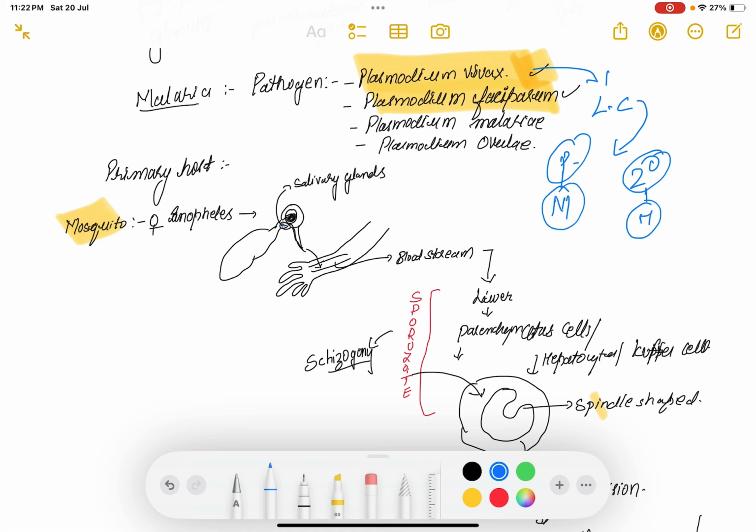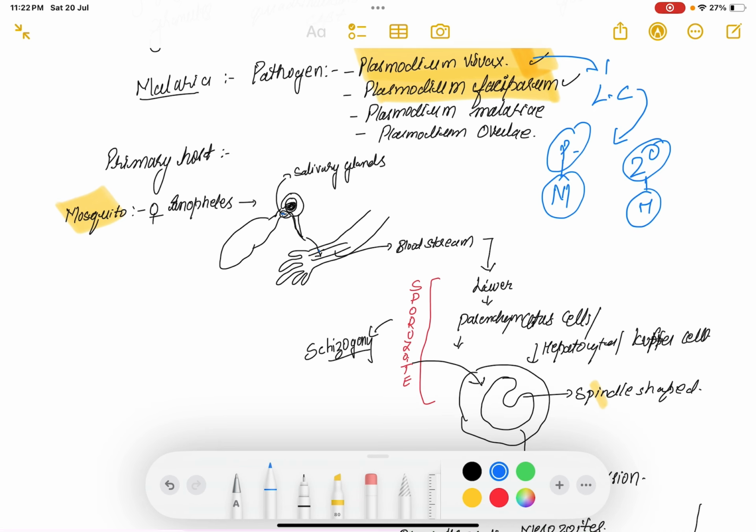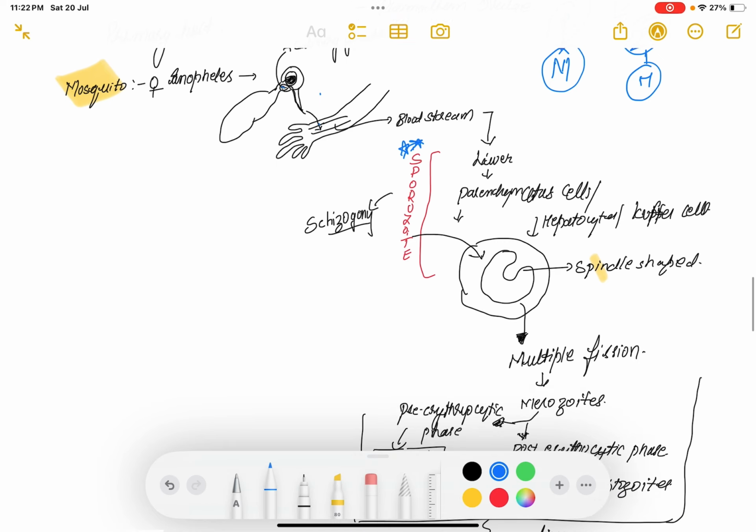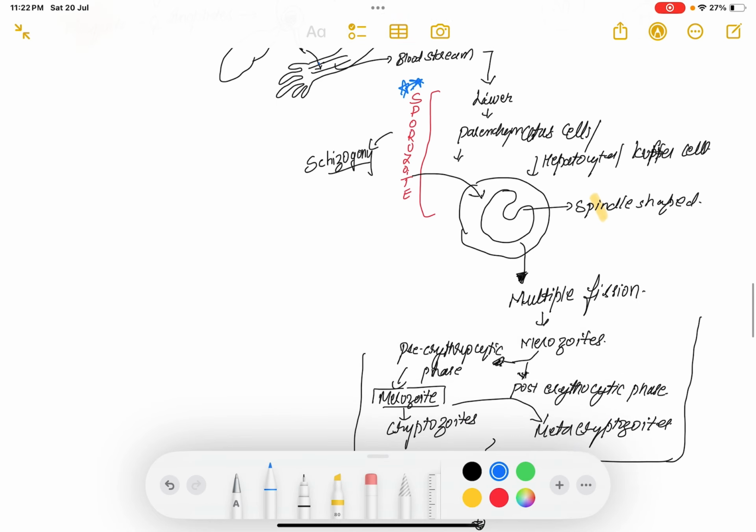The mosquito, through its salivary glands, through the saliva, passes the sporozoite form into the body. You have to remember this term. The infected form of plasmodium is the sporozoite. Then through the bloodstream, it enters into the liver cells, the hepatocyte cells.